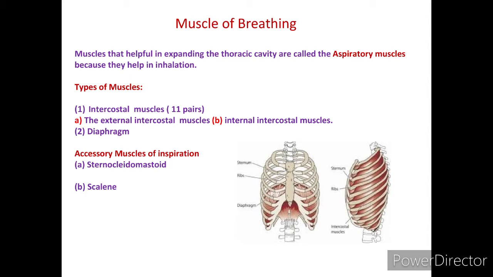Okay, the next important topic is muscles of breathing. The main muscles used in normal quiet breathing are the intercostal muscles and the diaphragm. There are 11 pairs of intercostal muscles occupying the space between 12 pairs of ribs, and they are arranged in two layers, external and internal costal muscles.